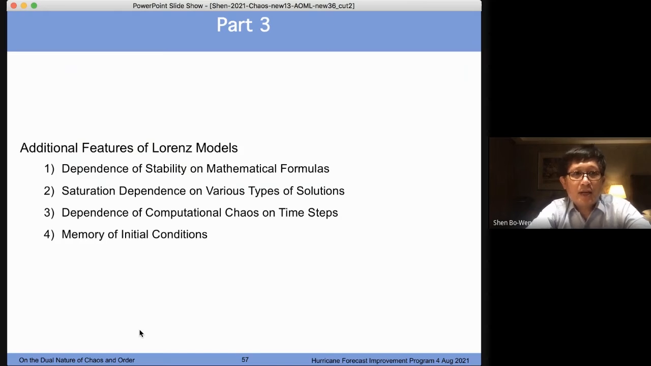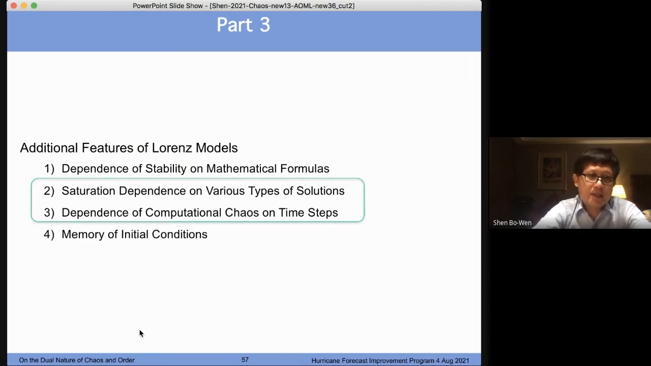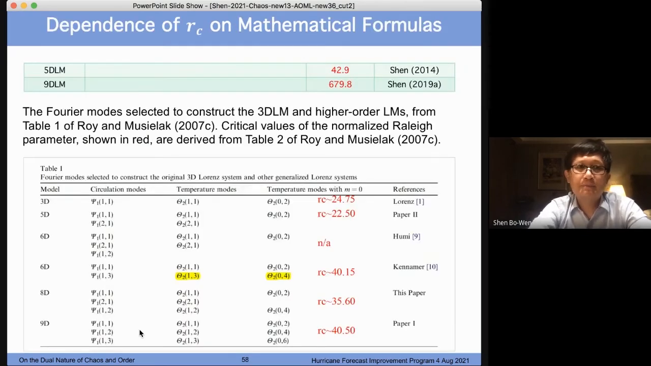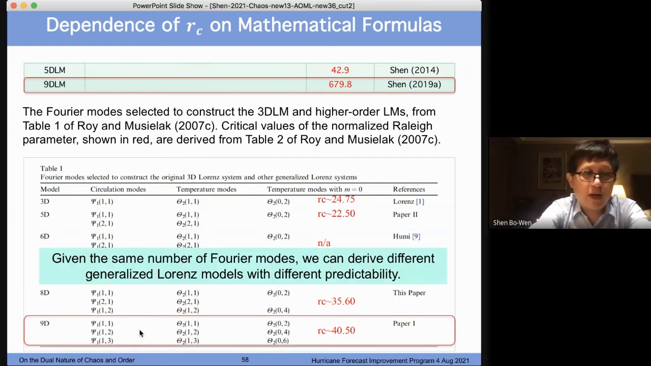Below, we are going to discuss the dynamical features that can help us analyze the model data. We're going to focus on these two: saturation dependency on various types of solutions, and dependency of computational chaos on the time step. From these slides, I'd like to provide a one-sentence summary, which is written as follows. Given the same number of Fourier modes, we can derive different generalized models with different properties. More detail we can discuss during the Q&A session.